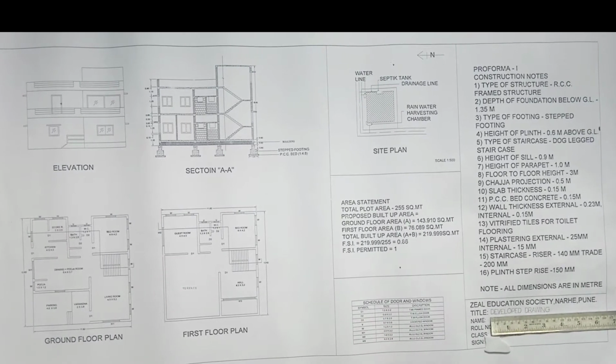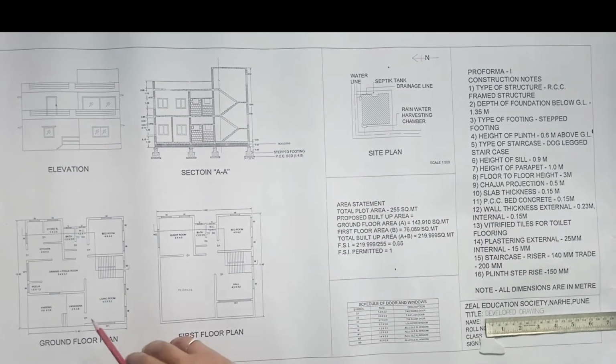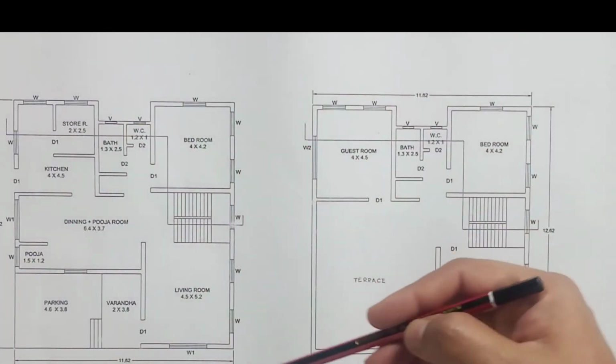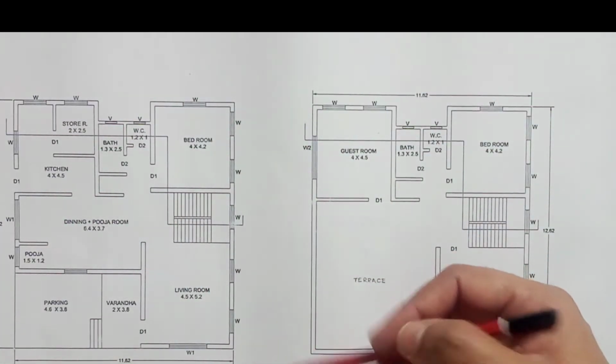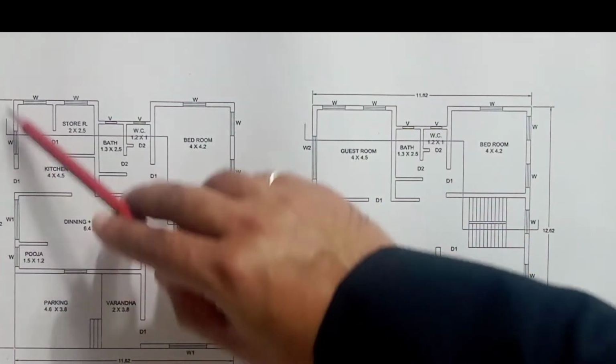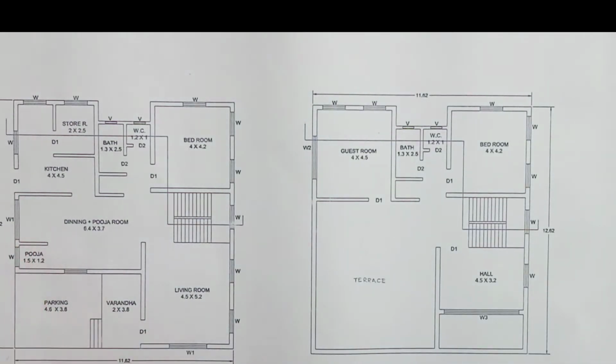Now in this sheet you may observe the ground floor plan is here. This is a ground floor plan of a residential bungalow. In this ground floor plan you may observe the overall dimensions or external dimensions are clearly mentioned.